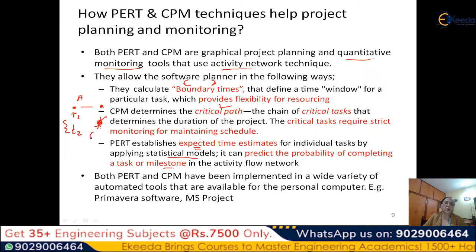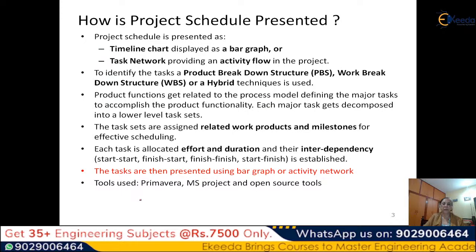If you say that I want to finish it in 60 weeks, then what is the probability of finishing it in 60 weeks? Or if you take the expected value of the time estimate of the full project, then you can say what is the probability that I will finish it in this time. Is it 60-70% or is it 80%? So you can determine what is the risk in each particular activity or task. Both PERT and CPM have been implemented in a wide range of automated tools that we have already seen. So that is one advantage also.